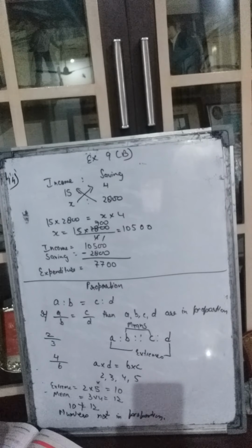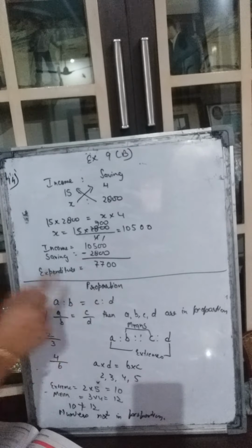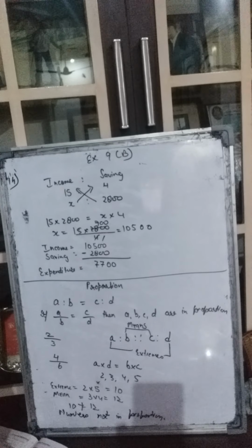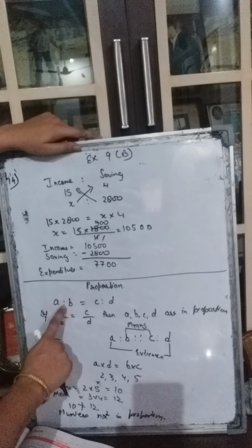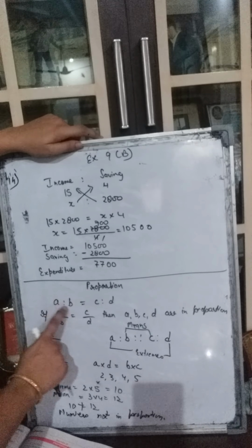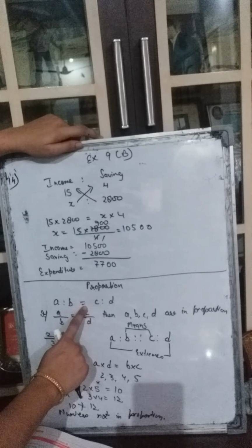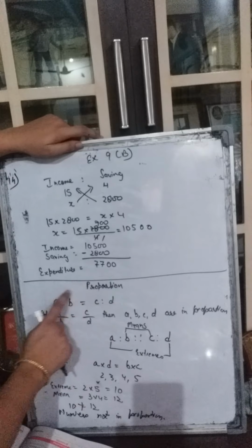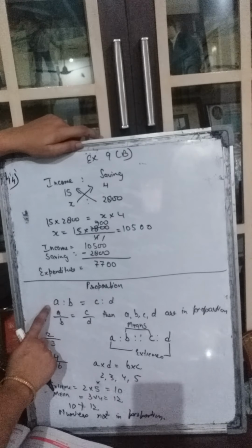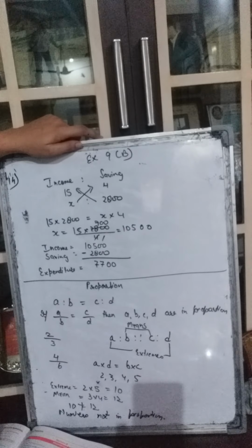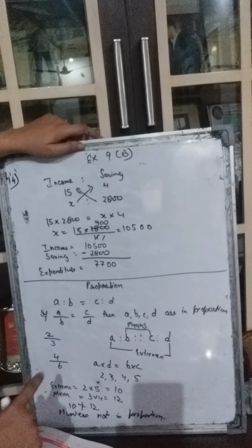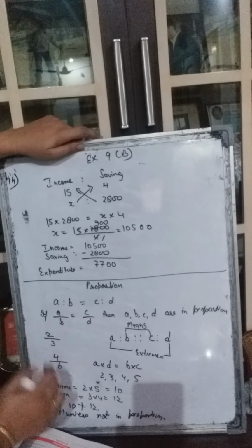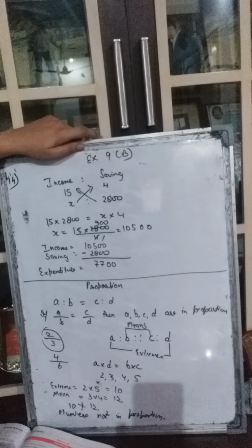Now the 9C is about proportion. What do you mean by proportion? Proportion says that if the ratio of any two numbers A and B, that is A upon B, is equal to the ratio of the other two numbers C upon D, then these four numbers are said to be in proportion. What does that mean? Suppose A upon B, let us say A is equal to 2 and B is equal to 3. It's 2 upon 3, right?